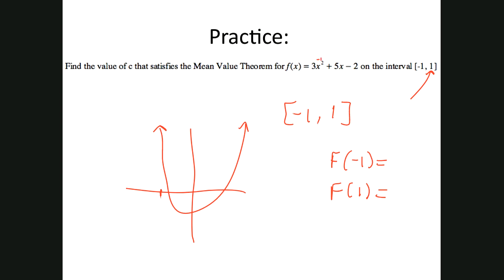-1 squared is 1, so this becomes 3 plus -5 minus 2. So that's -7 plus 3, that's -4. So let's say that this is -1 here. So this point right here is (-1, -4). And then I have to find where 1 is. I'm going to plug 1 in here. If I plug 1 in here, I end up with 3 again, plus 5 minus 2, so that's 8 minus 2, that's 6. So at 1, let's say 1 is here, it's (1, 6).